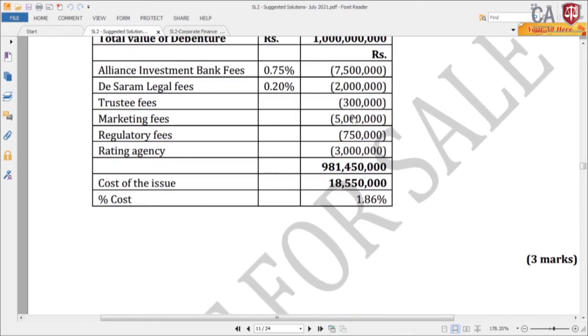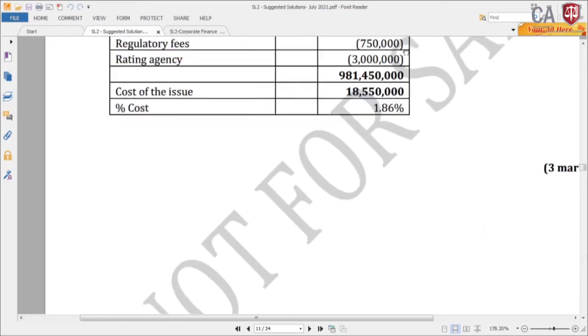Cost of the issue, all the costs what you have deducted, 18.55 million. So what is the percentage of cost you have incurred in raising the 1 billion money? To raise the 1 billion, apart from the interest cost, you have a cost you are incurring. This is the issue cost. Issue cost 1.86%. That's your 3 marks question. Okay, very easy questions, these are.